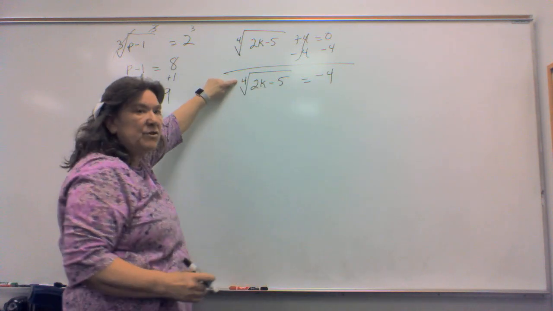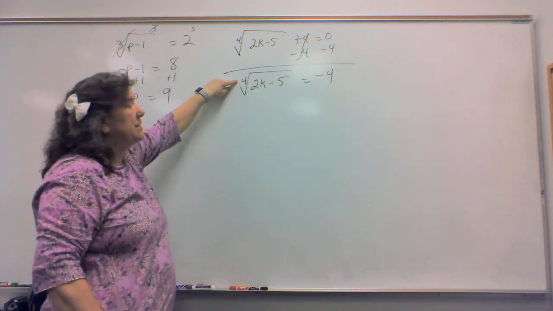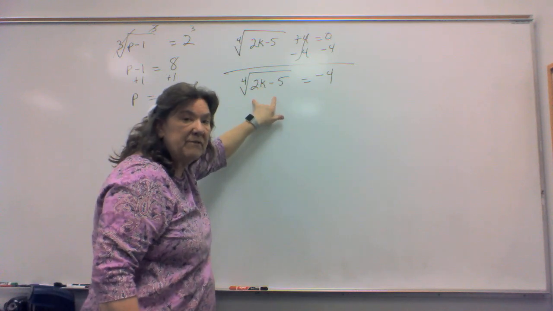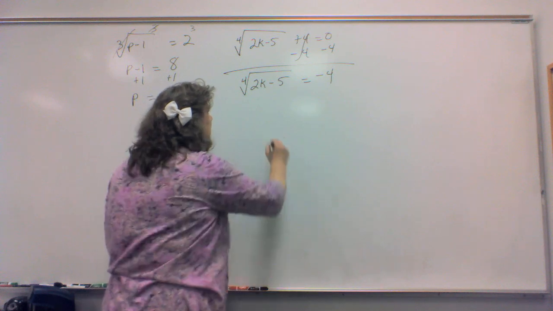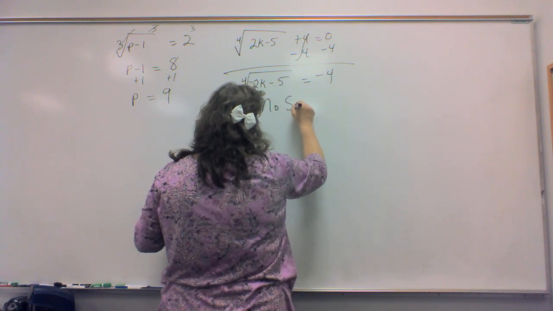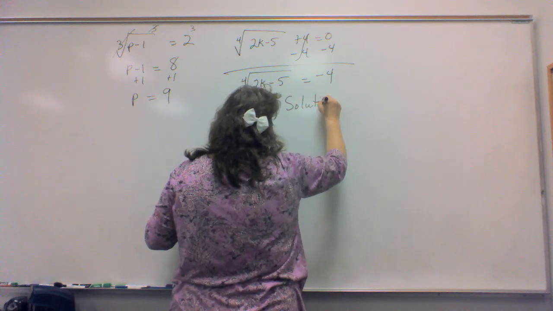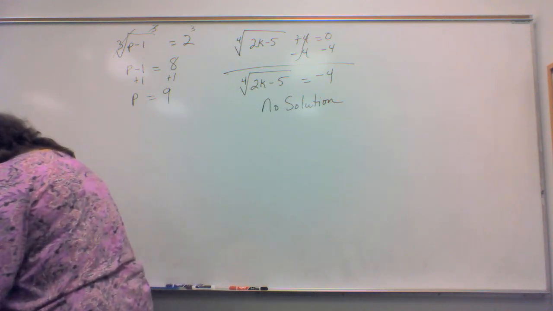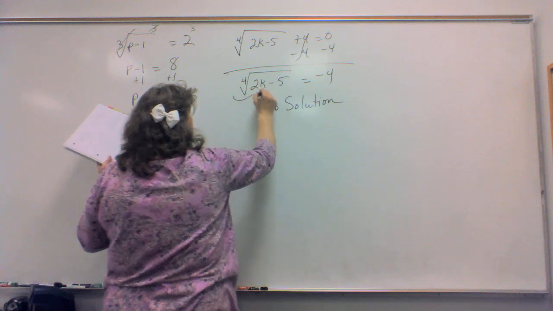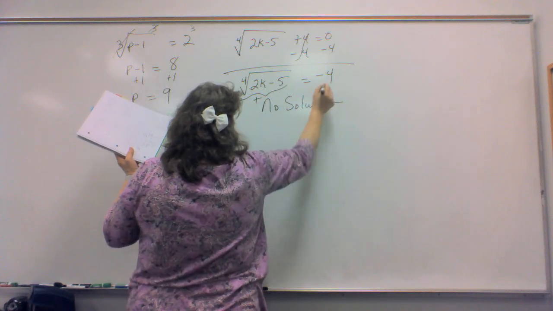It is an even root, just like the square root is. This produces a positive number. Therefore, it cannot equal negative 4, and therefore this one is no solution. You do not need to take it any further. Because this is positive and that's negative.